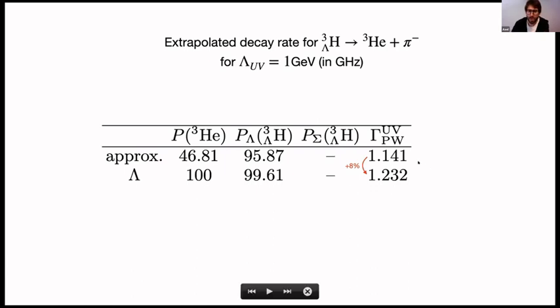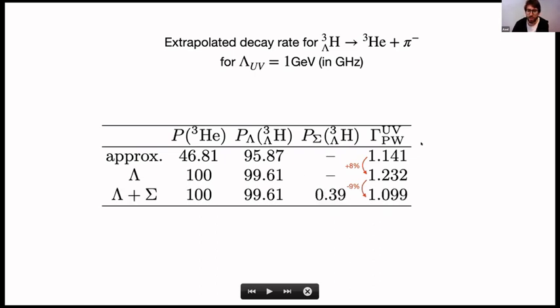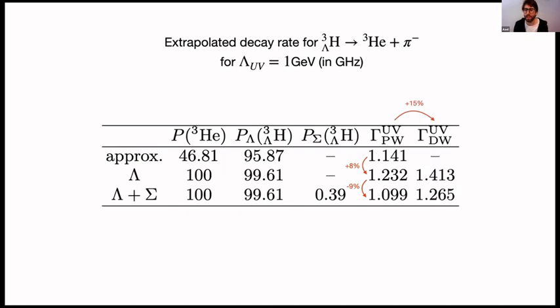So this approximate formula is about 8% smaller than when you include all the lambda transitions, and if you include also the sigma, this decreases back to 1.1. And this was considering a pion plane wave; if you consider these final state interactions, each of these rates increases by about 15%.